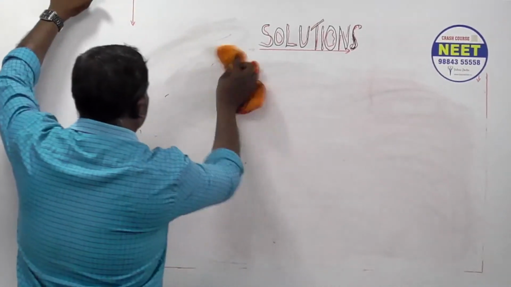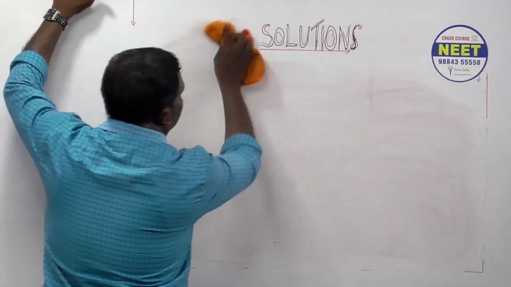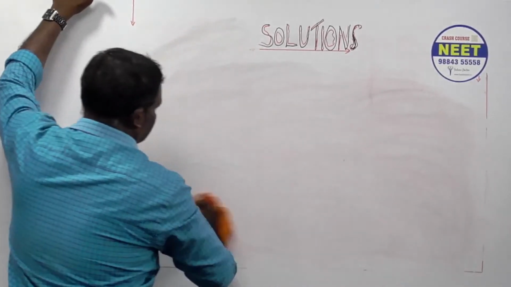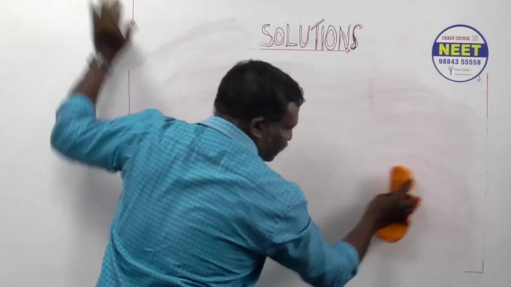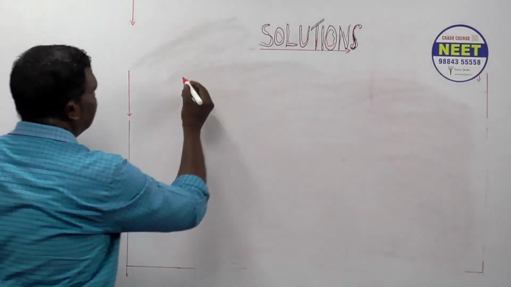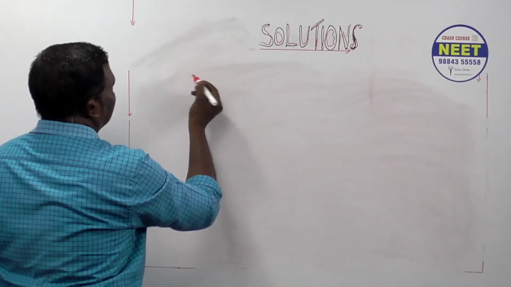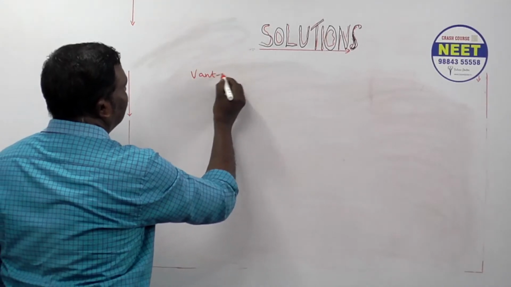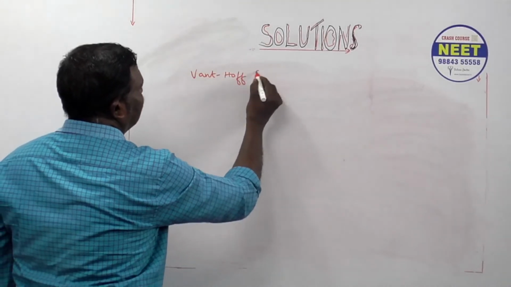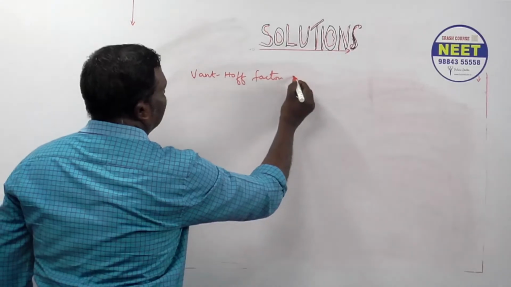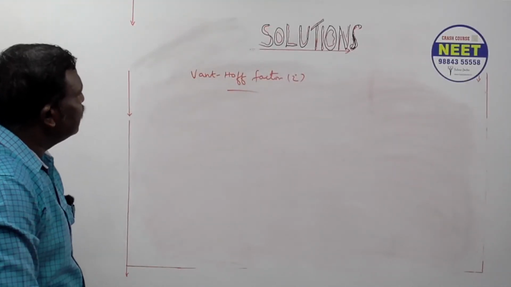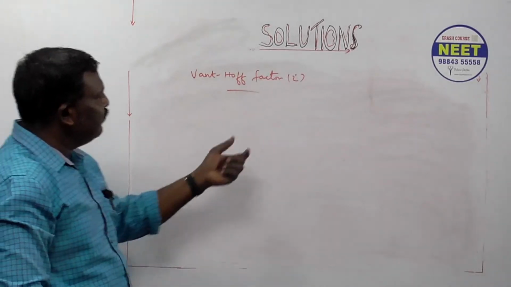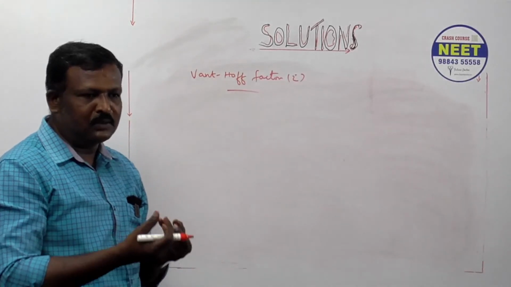Okay. Now, the next one is one more small topic here, that is the Van't-Hoff factor. Van't-Hoff factor is represented by i. See here, our aim is only to find out the molecular mass of the solute.